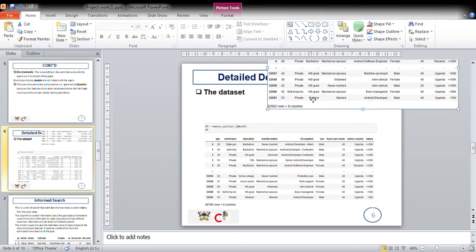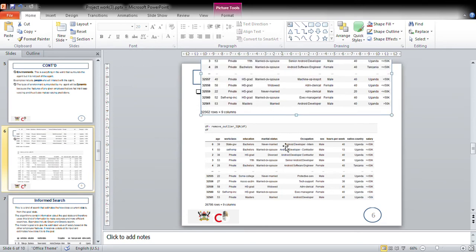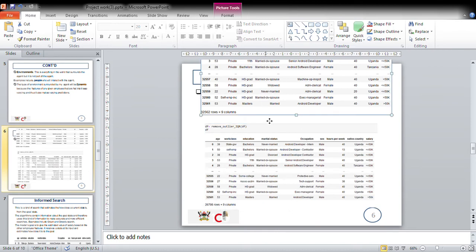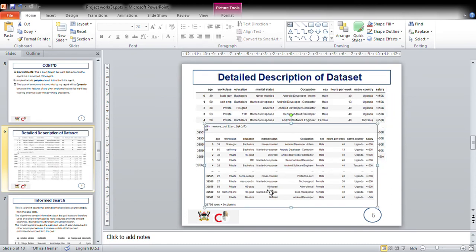That's the dataset. And then when I remove the outliers from my dataset, I only remain with 26,798 rows and 9 columns. All this we shall see in the implementation part, how it all comes about, and I'll explain further.